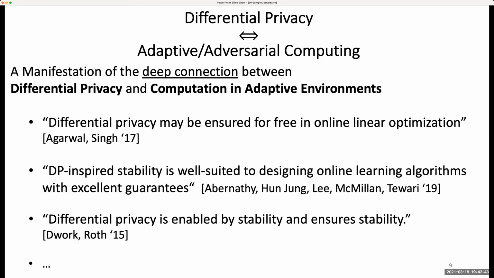And indeed, there were several works which actually use differentially private algorithms or differentially private techniques to get better regret bounds in online learning, and also in the other direction, to show that the standard online learners are automatically private because they are stable in the right sense. So really there is this conceptual equivalence between differential privacy, adaptive computation, and stability, which we still don't really understand formally how to express, but it's surely there and it's very useful.